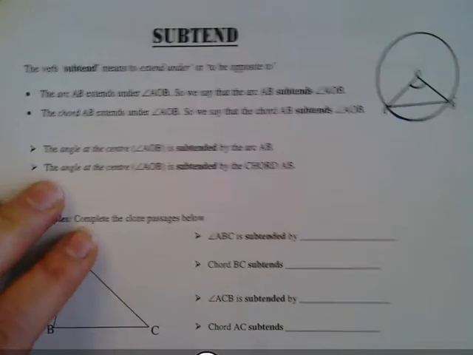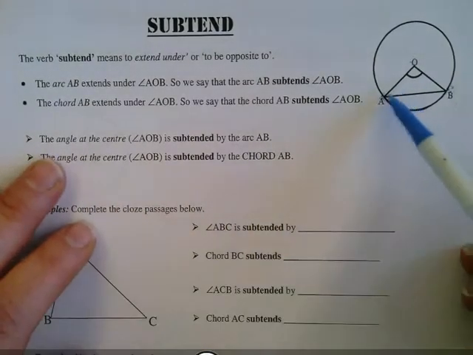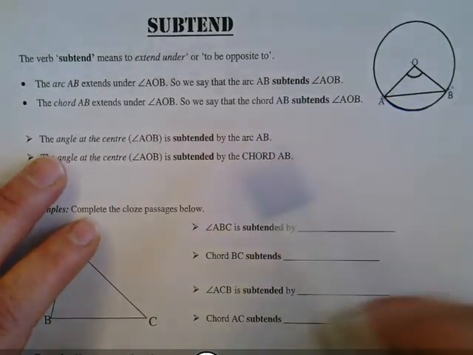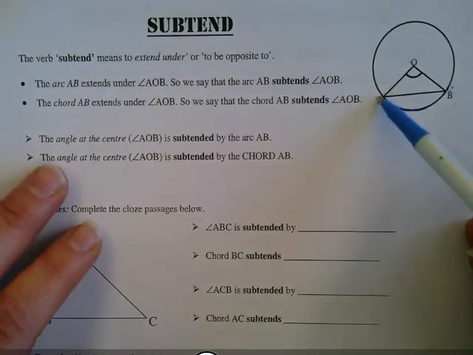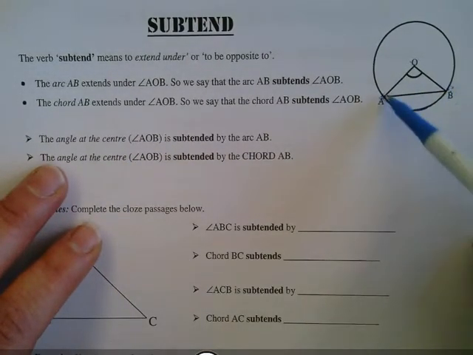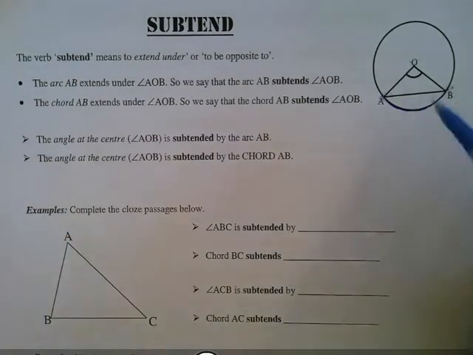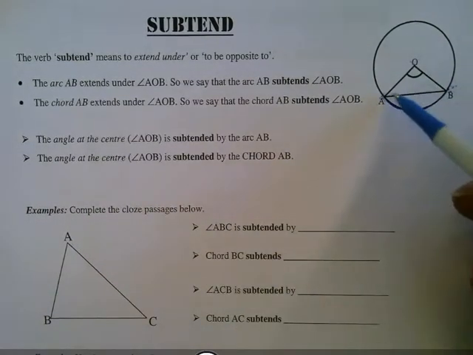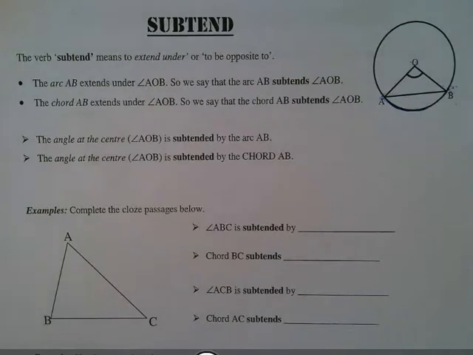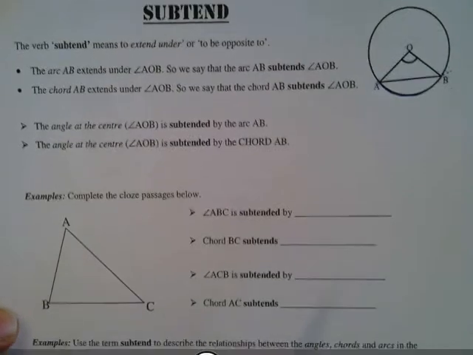Now, if we want to say this in reverse, or the converse, you would say the angle at the center, in other words, angle AOB, is subtended by arc AB. So I can say arc AB subtends angle AOB, or I can say angle AOB is subtended by arc AB. I can also say the same about the chord. The angle at the center, angle AOB, is subtended by chord AB. So the arc or the chord subtends the angle, or the angle is subtended by the arc or chord. Okay, now.